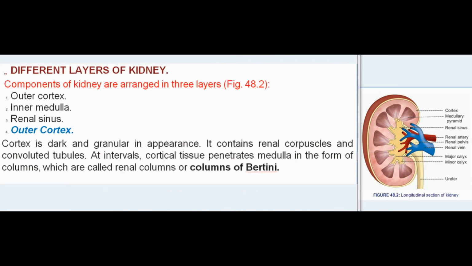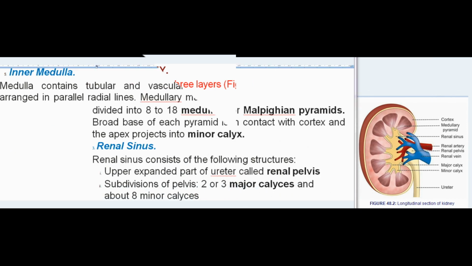Outer cortex. Cortex is dark and granular in appearance. It contains renal corpuscles and convoluted tubules. At intervals, cortical tissue penetrates medulla in the form of columns, which are called renal columns or columns of Bertini. Inner medulla. Medulla contains tubular and vascular structures arranged in parallel radial lines. Medullary mass is divided into 8 to 18 medullary or Malpighian pyramids. Broad base of each pyramid is in contact with cortex and the apex projects into minor calyx.